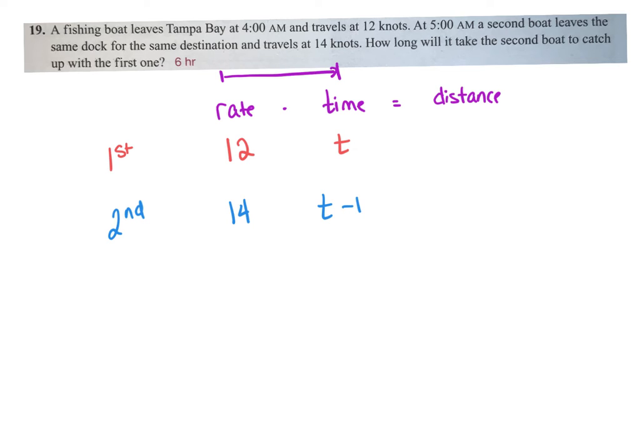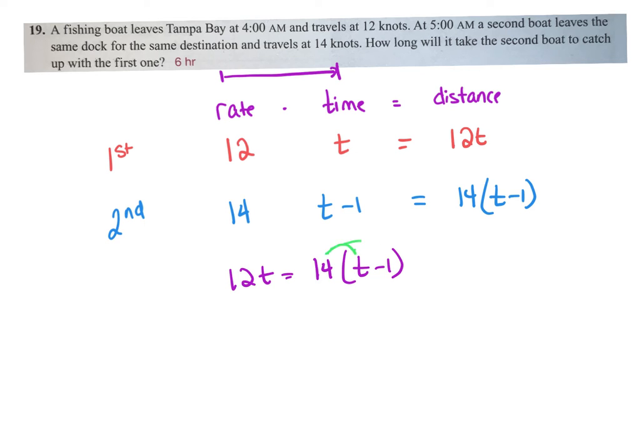And how do we find, so how do I find the distance? What is the distance? The first one is 12t. All right. What about the second one? 14 times t minus 1, so 14t minus 14. All right. What do we know about their distances? They're the same, so we have a very simple equation here. How do I solve it? 14t minus 14 equals 12t. 14t minus 14. Yes?